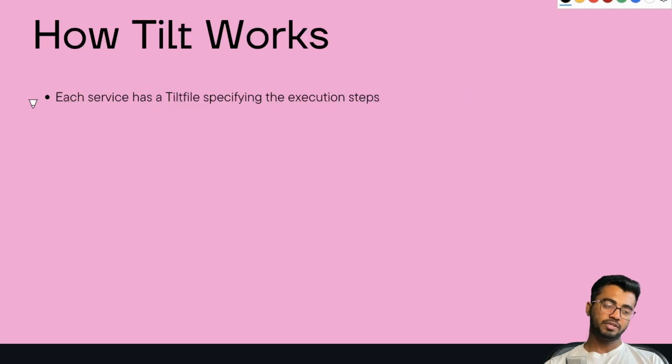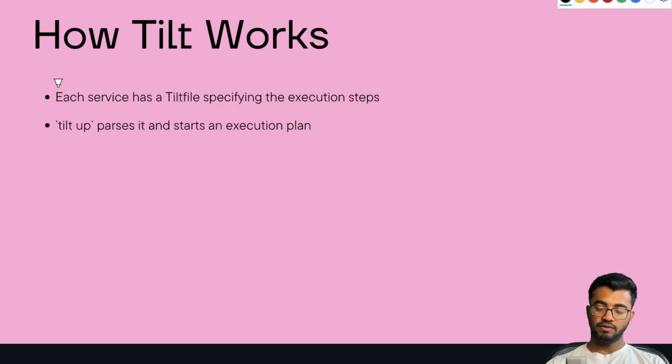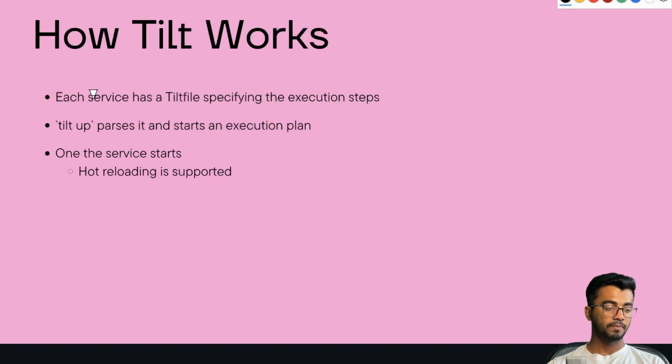So after integration with Tilt, each service had a Tilt file specifying the number of execution steps, and it was like pretty common. Connect to Dynamo, restart the service and all stuff. And the developer had just to run this tilt up command. So whenever this tilt up command is fired, the tilt up went to parse the tilt file, and then it starts the execution plan, and everything is up and running.